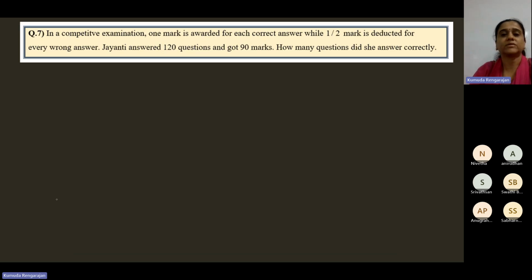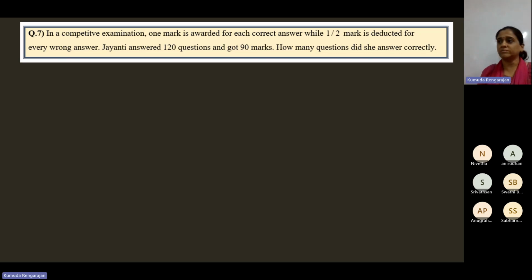Next one. In a competitive examination, 1 mark is awarded for each correct answer, while half mark is deducted for every wrong answer. Jayanti answered 120 questions and got 90 marks. How many questions did she answer correctly?